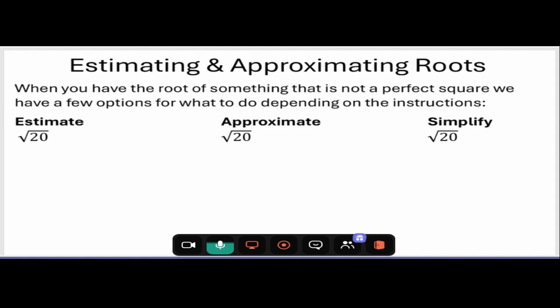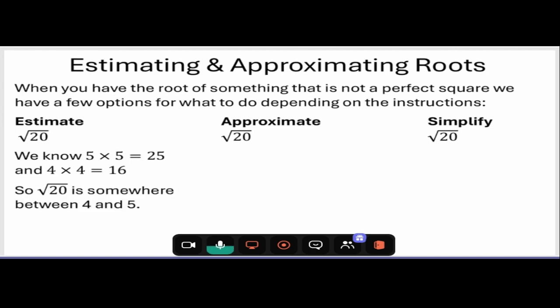And in those situations, depending on the instructions of the question, you have one of three things you can do. The first one we don't do very often, but you will be asked to do it right at the start, is we could estimate it. So you might say to yourself, well, I know 5 times 5 is 25, which is bigger than 20, and 4 times 4 is 16, which is smaller than 20. So I know that the square root of 20 is somewhere in between 4 and 5.